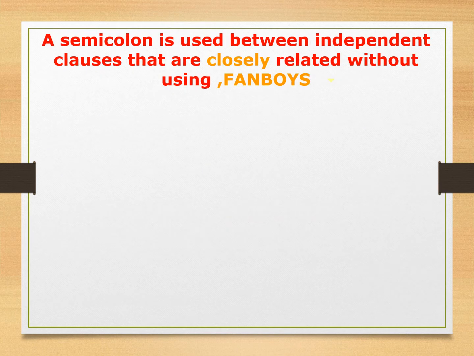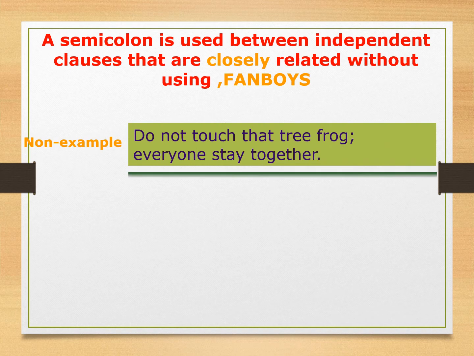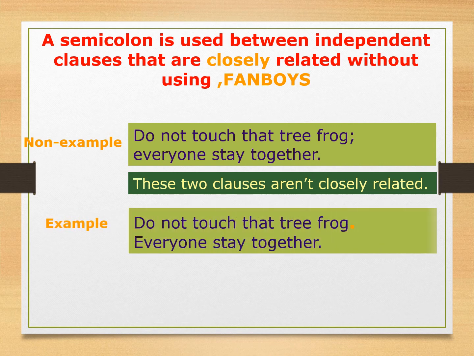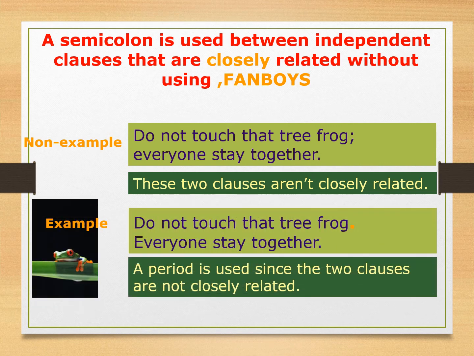A semicolon is used between independent clauses that are closely related without using fanboys, as we said before. Don't touch that tree frog. Everyone stay together. These two clauses are not closely related. Okay. The right example here: don't touch that tree frog. Everyone stay together. A period is used since the two clauses are not closely related. Okay, you get the point?